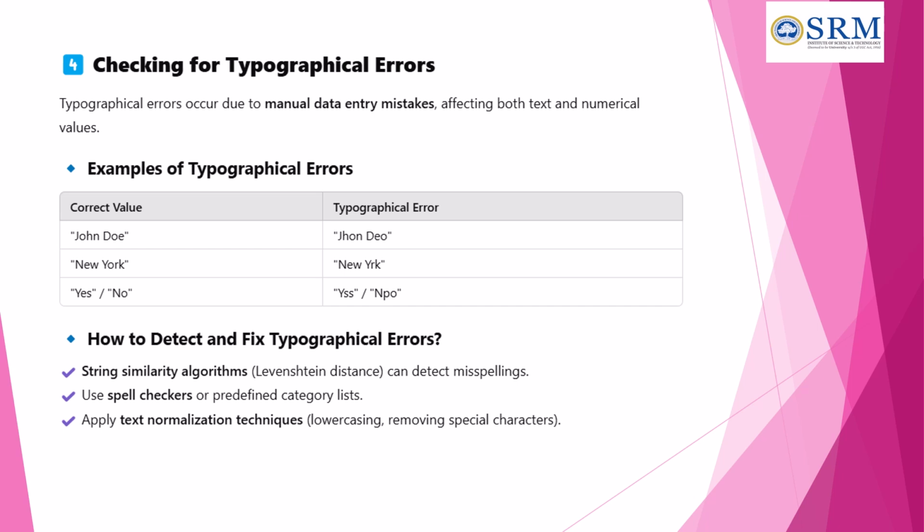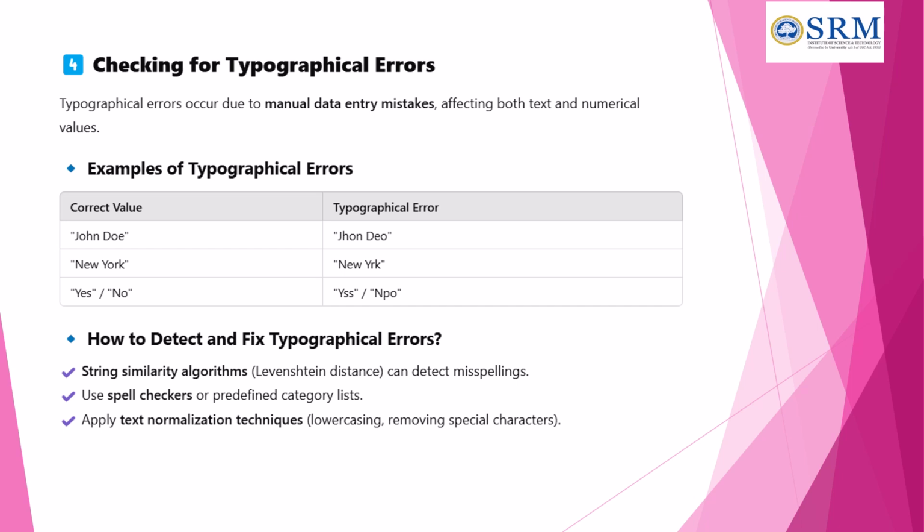Typographical errors happen when someone makes a mistake while typing data, which can affect both text and numbers. For example, John Doe might be typed as JHONDEO, or New York appear as NEWYRK. Even simple answers like yes or no can be misspelled as YSS or NPO.